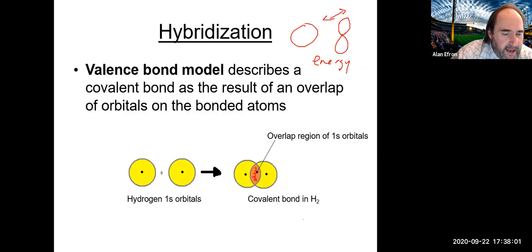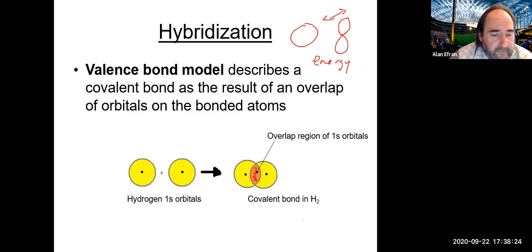And what would happen if you try to mix those together? We would probably expect different bond angles than what is observed with these molecules. So to help us figure out why we do see these bond angles associated with these molecules, they came up with this idea of hybridization.